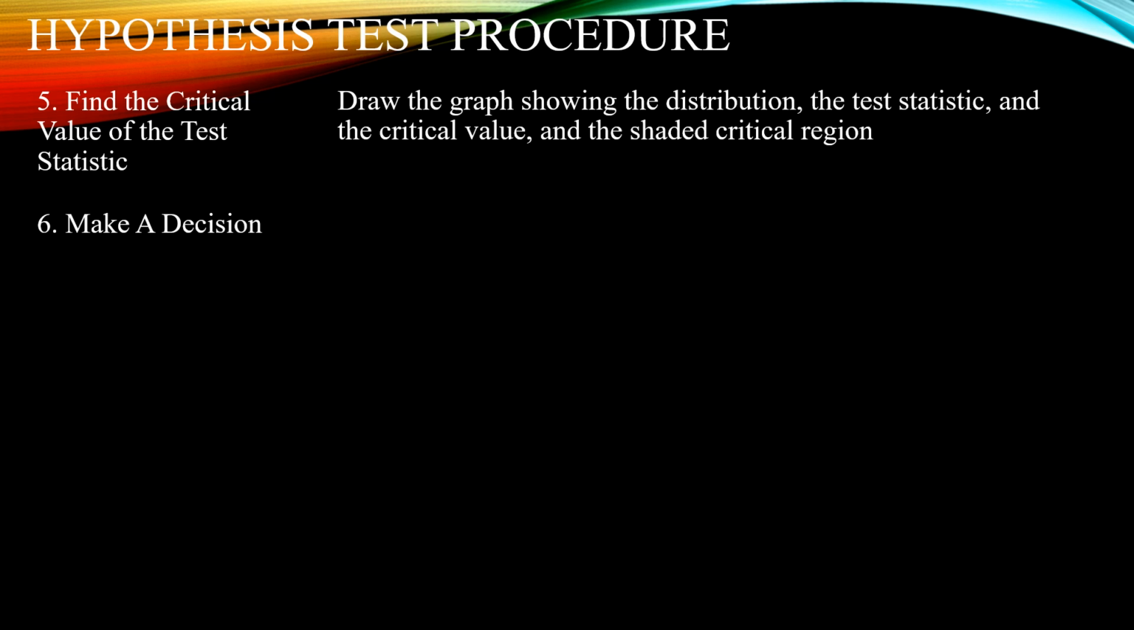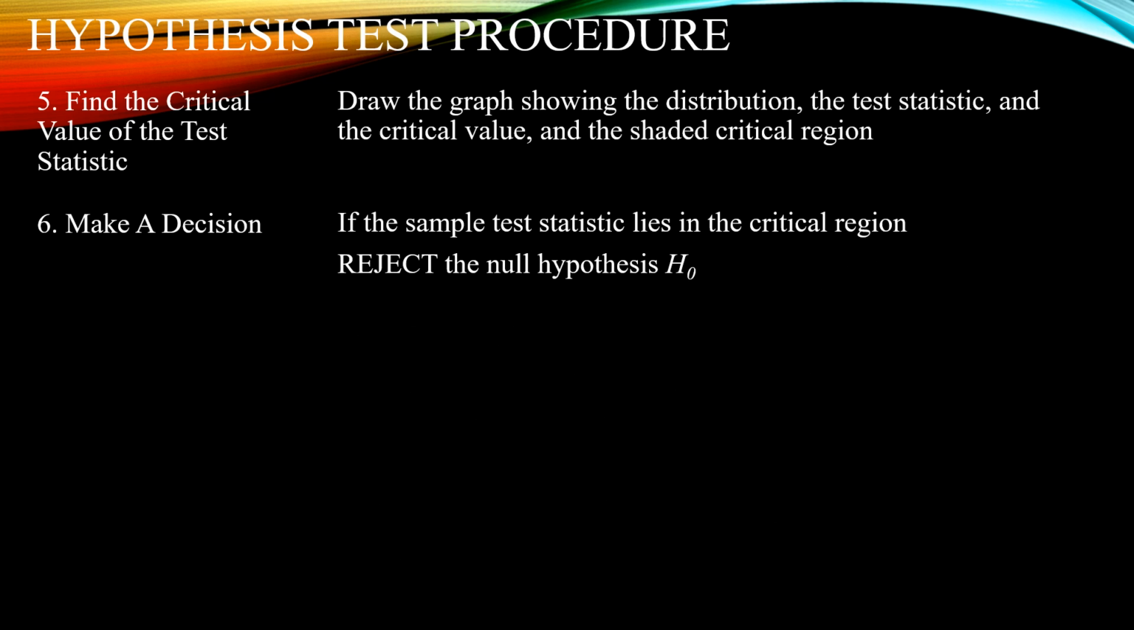Okay, then you make a decision. If your sample lies in the critical region, you will reject the null hypothesis. If your sample does not lie in the critical region, you won't reject your null hypothesis. The point is, you only reject or not reject the null hypothesis. You do not make a decision based on the alternative at any time. The sample statistic that you get is always made in relation to the null hypothesis.